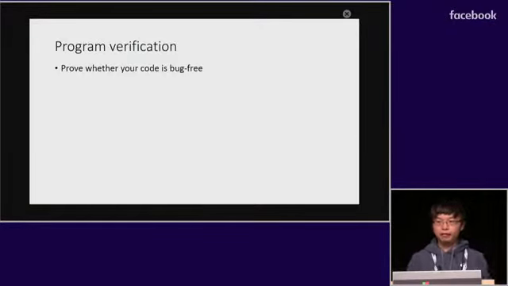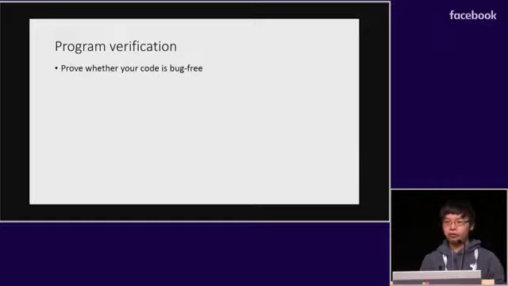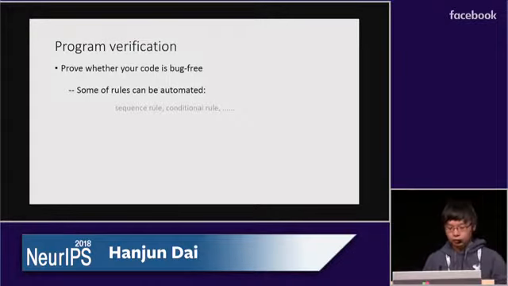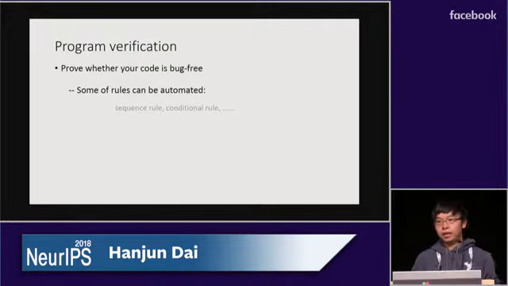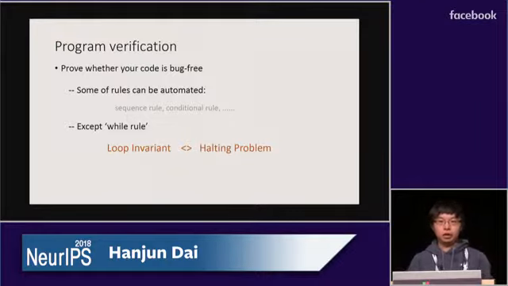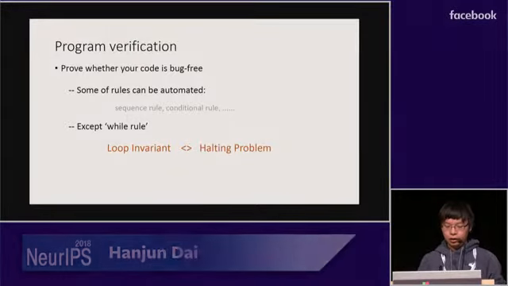So program verification is about formally proving the correctness of a program. To achieve such a goal, typically one needs to apply a set of rules. While most of the rules can be deduced automatically, the while rule requires something called the loop invariant. And finding the loop invariant is equivalent to the halting problem. So in general, it is undecidable.